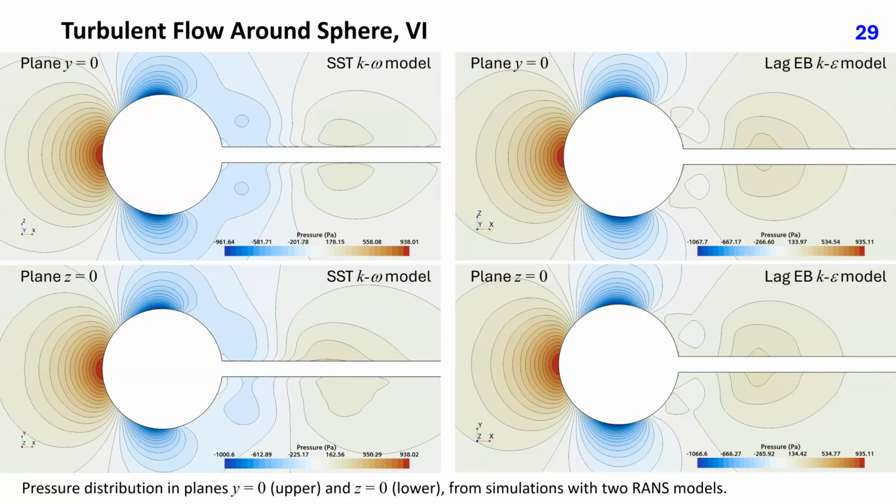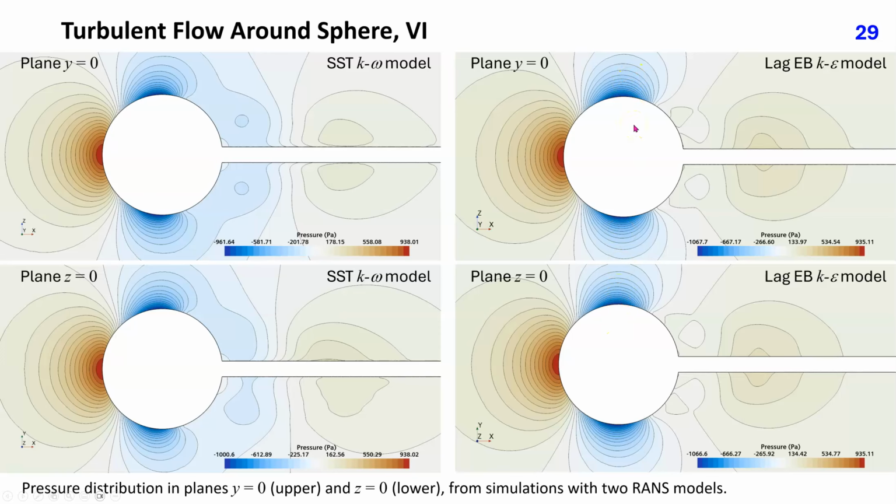This slide shows the pressure distribution in two coordinate planes, y equals 0 in the upper plots and z equals 0 in the lower plots, obtained with the SST k-omega model in the left plots and the Lag EB k-epsilon model in the right plots. The minimum pressure on the sphere is found before the equator in the SST k-omega model solutions, while it is at the equator in the Lag EB k-epsilon solutions.